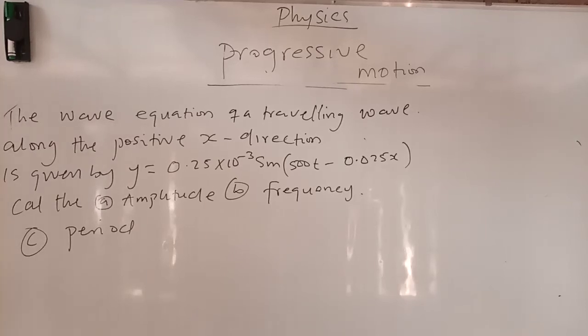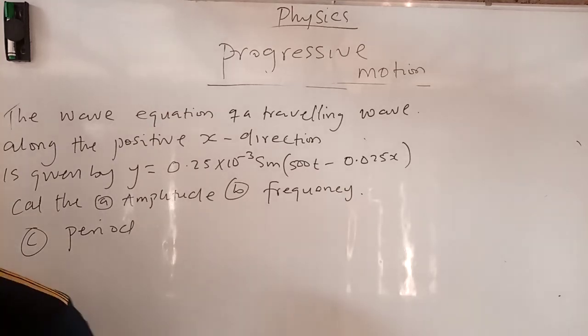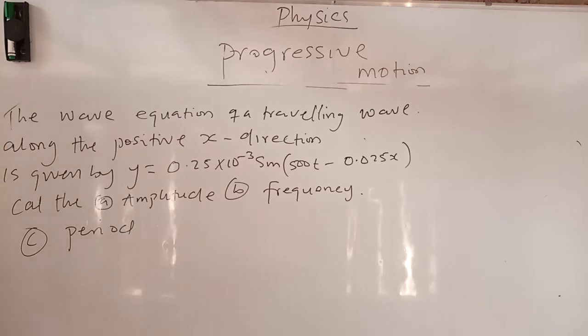We have a question on the board. Of course, this is part 3 of the progressive wave motion calculations. This is for you to solve. If you have watched our part 1 and part 2 video, all you need to do is pause the video and solve it yourself. This shouldn't take you more than 1 minute. You can pause it, and immediately I start solving, we will now solve together.